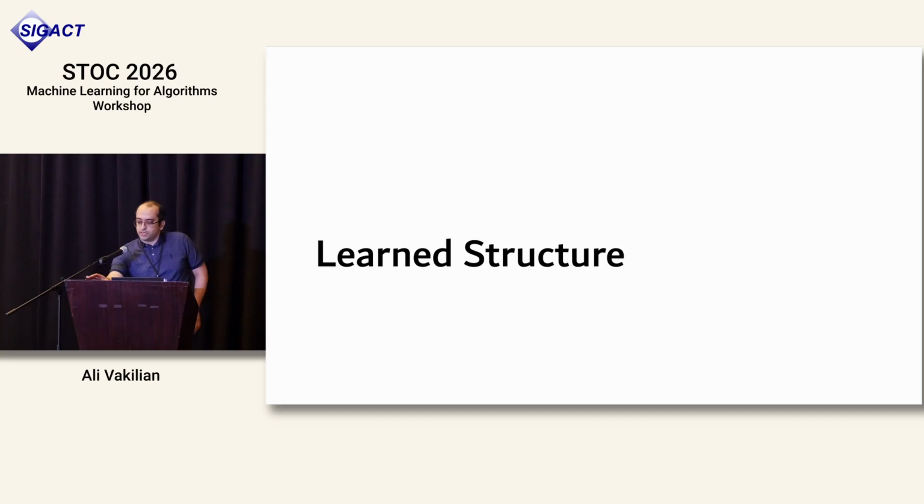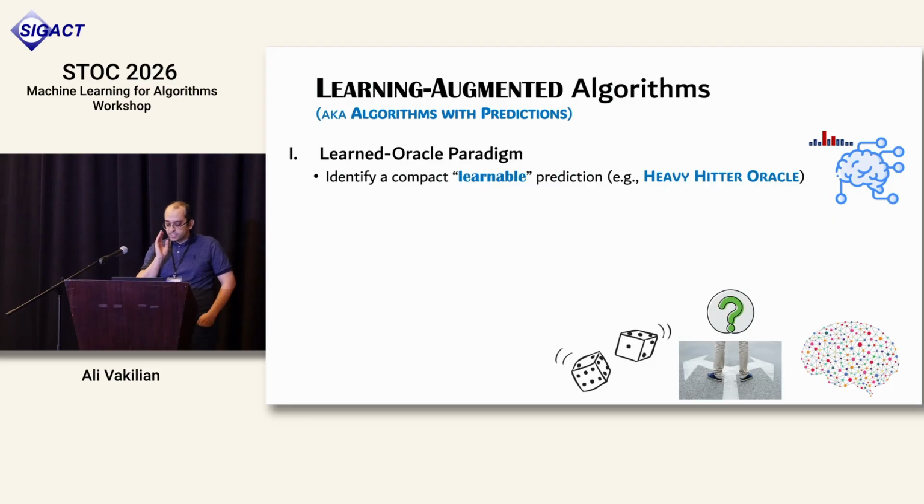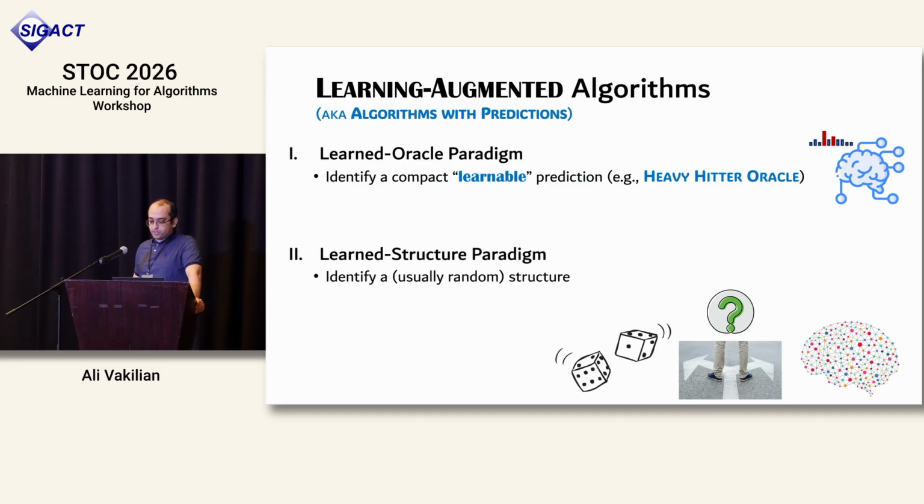Okay, so now let me switch to the second part, which is learned structure. In the first part, we try to identify a compact, learnable prediction. For instance, in frequency estimation, we said heavy hitters could be a good predictor for our problem. It requires some work to identify such a thing and then see if it is actually learnable. And the third part, which I didn't talk about and Nina mentioned, is to show theoretically that it is also learnable.